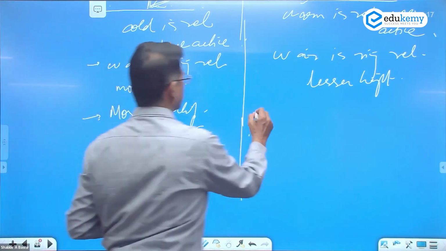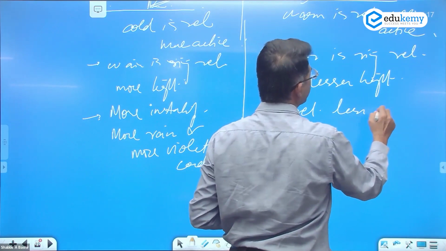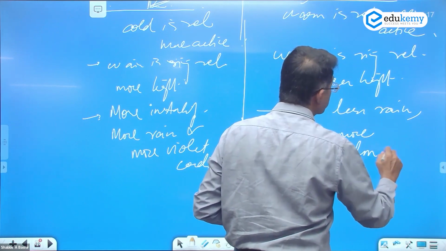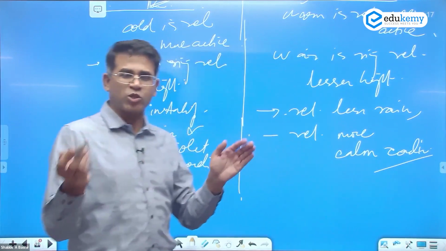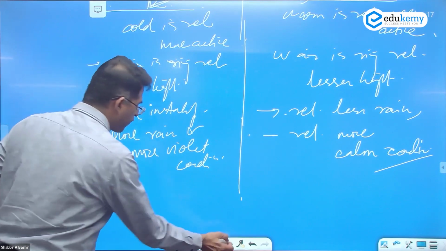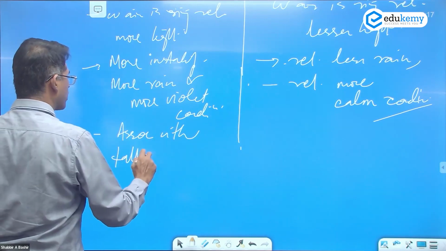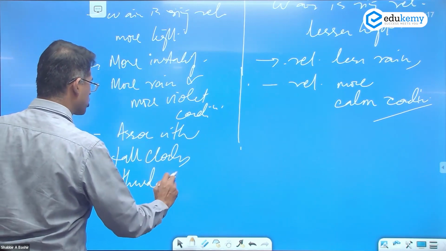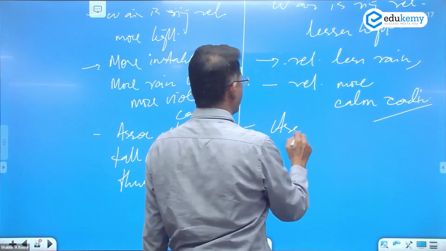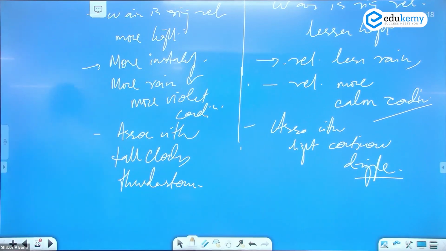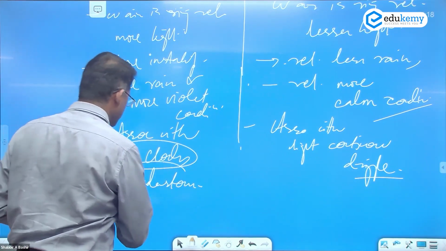In this case, there are relatively lesser rains and relatively more calm conditions. I will not say no rains. There will be rains, but relatively calm. The cold fronts are associated with tall clouds and thunderstorms. Warm fronts are associated with light, continuous drizzle. Warm fronts will have light, continuous rainfall, but cold fronts will have tall clouds and thunderstorms.